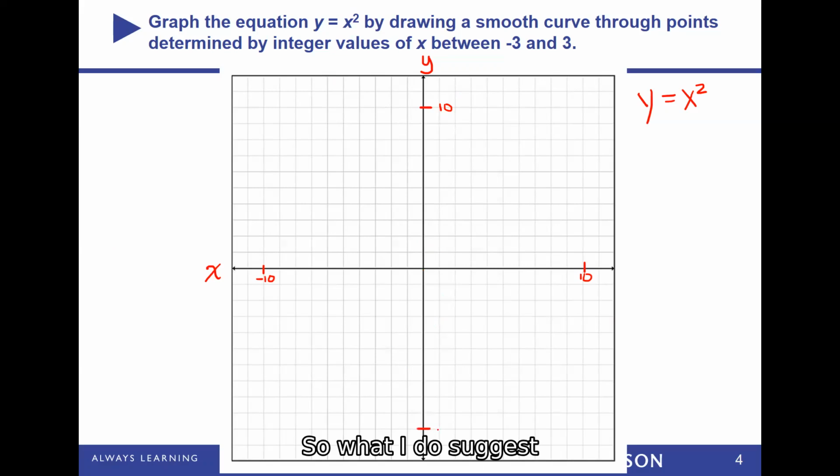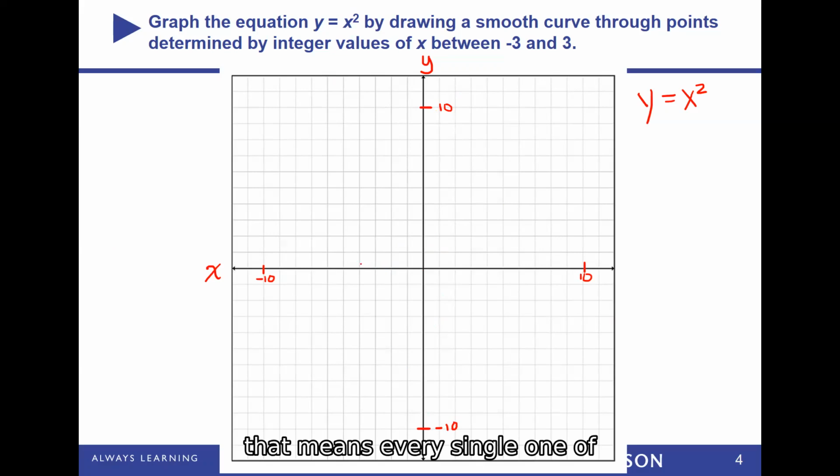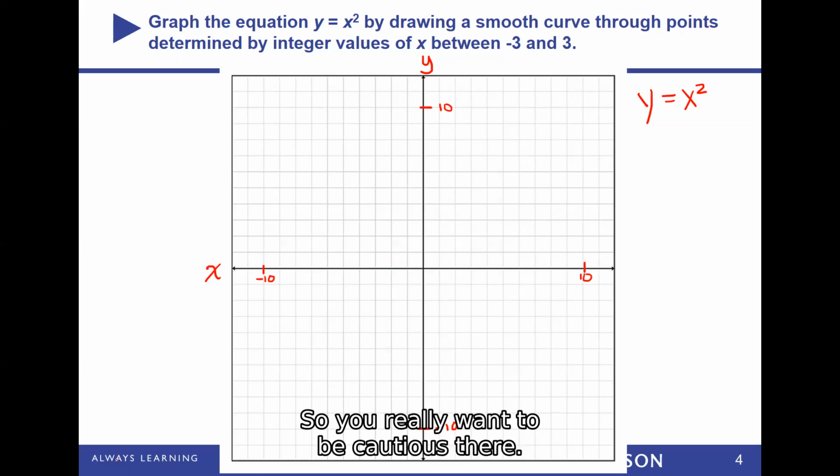So what I do suggest is, when you're doing these, make note of whatever these numbers are. So in our case here, if this said 20, then that means every single one of these tick marks would go up by 2 to get to our -20. So you really want to be cautious there.